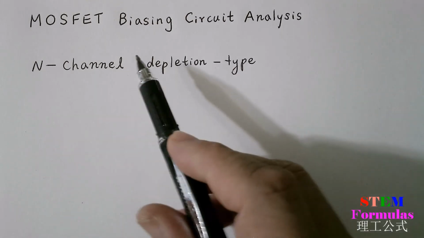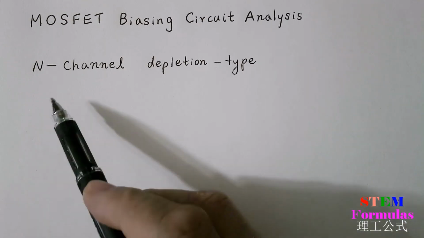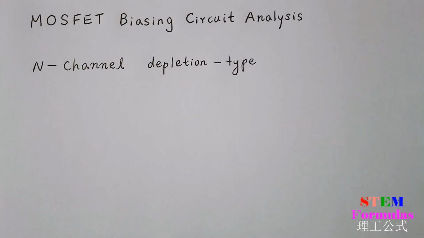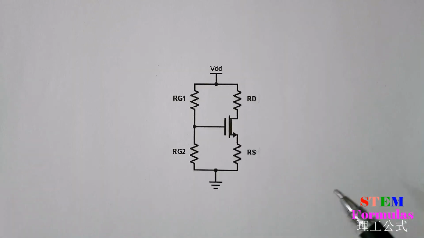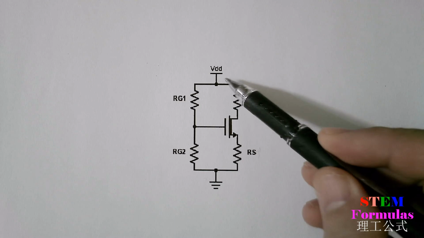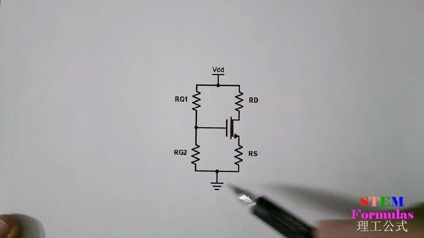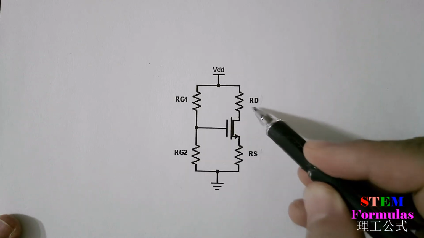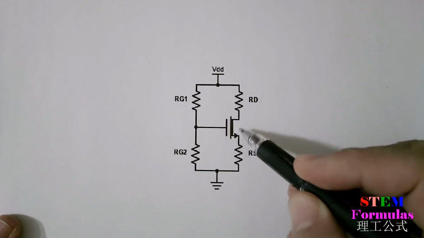MOSFET biasing circuit analysis. Here we consider N-channel depletion-type MOSFET. Here is the general biasing circuit. We have VDD, and here ground, RG1, RG2, RD, and RS. This is the MOSFET.